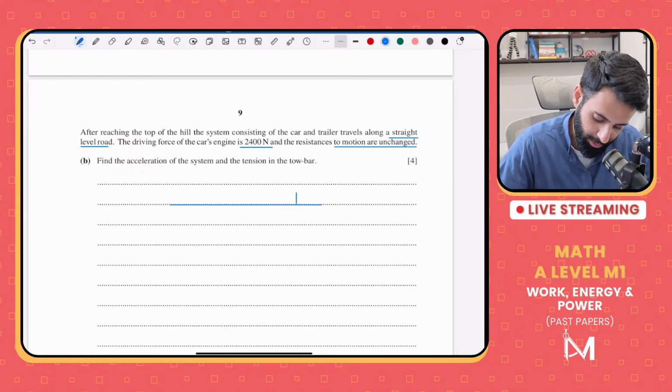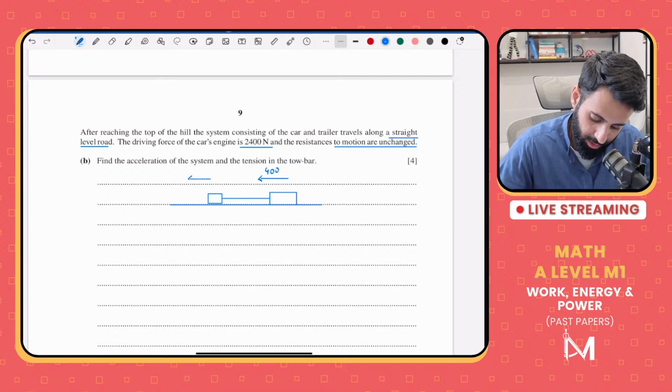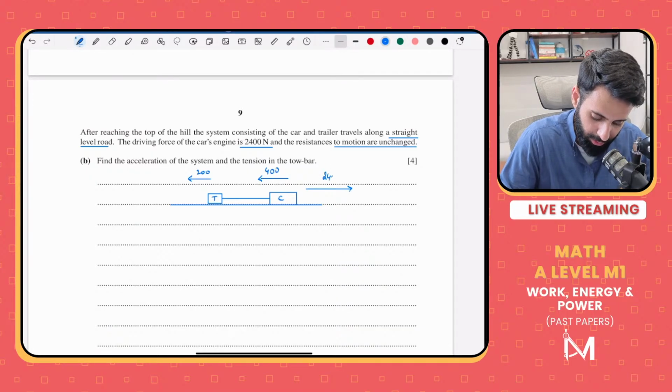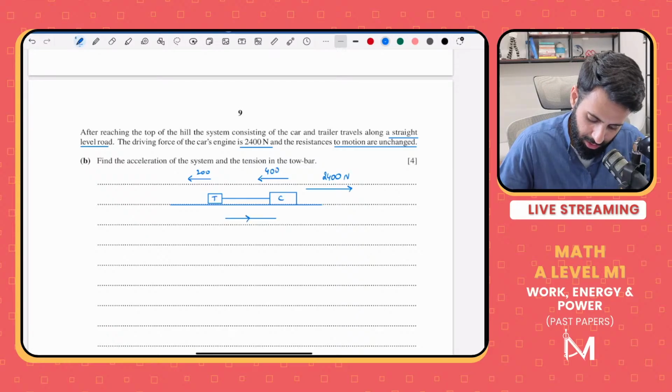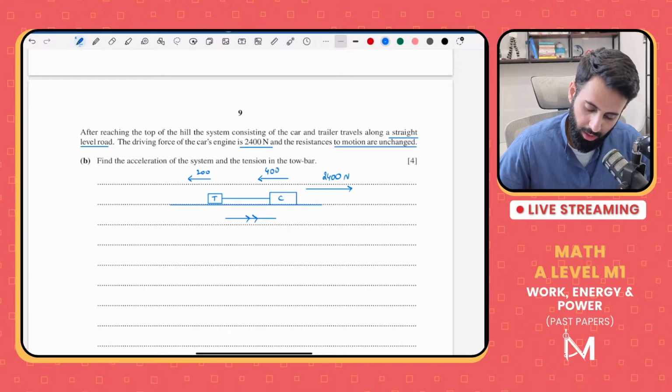So here's what we're going to do. This is the car and this is the trailer. Now what's the resistance to motion of the car? That's 400, I believe. And what about the trailer? So this is the car, this is the trailer. For the trailer, it's 200. And what's the driving force? The driving force is 2400 Newton. And I always like to make these double arrows, which help me figure out where the object is moving. Now let's look at things from the perspective of the car.